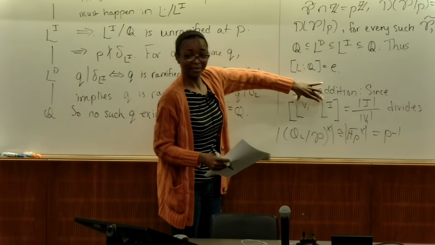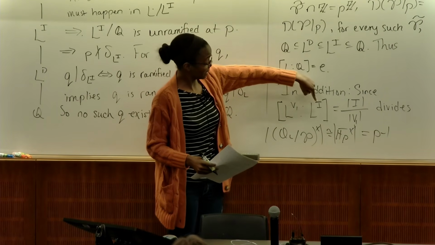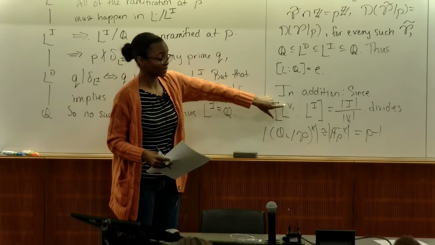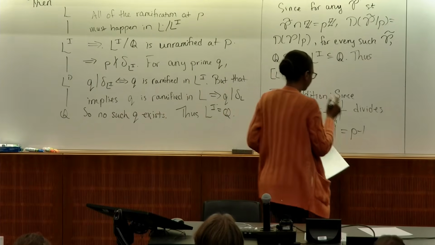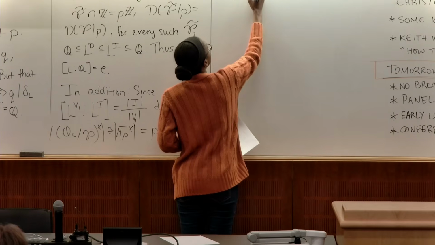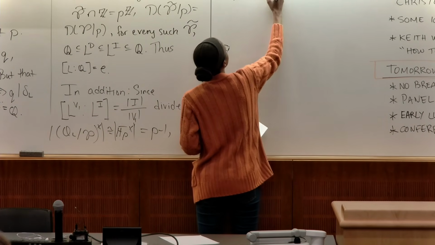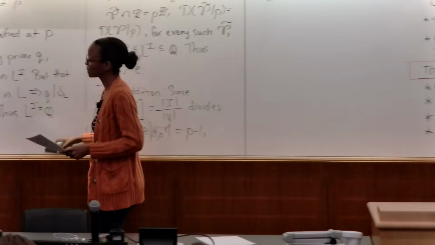If the index of this field extension here is 1, and this happens to be Q, then what field is L fixed by V1? It's also Q. Sorry, I said LVI and it's LV1 in particular. So this is Q. So far, so good?